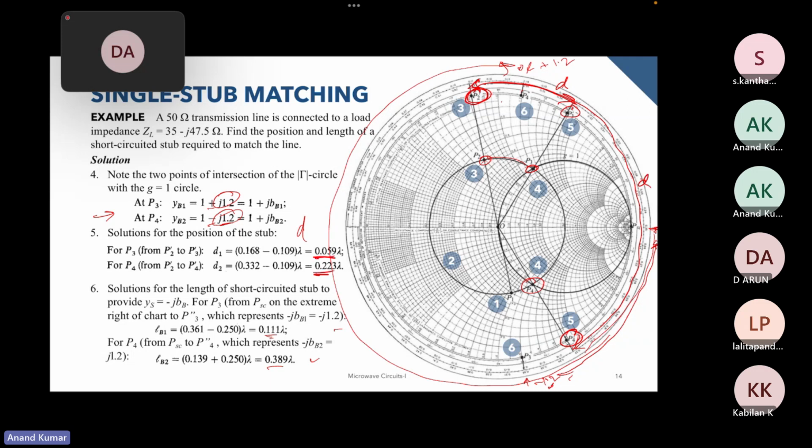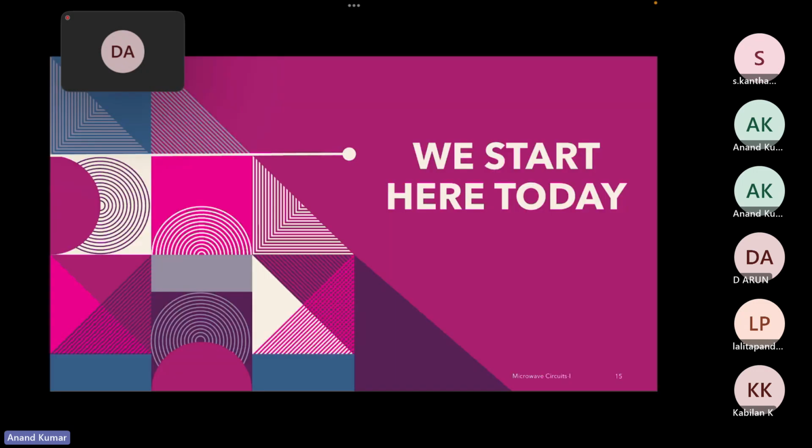And to resolve the plus j 1.2 or minus j 1.2, we see what this particular line is. So this is 1.0, this is 1.1, and this is 1.2. So this is plus 1.2 over here and minus 1.2 over here. Yeah, so this is the example.